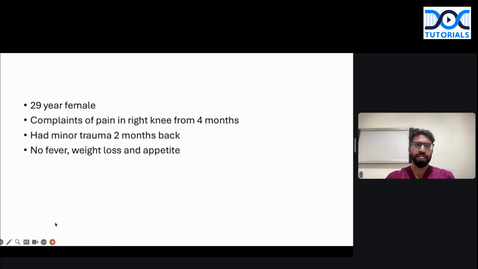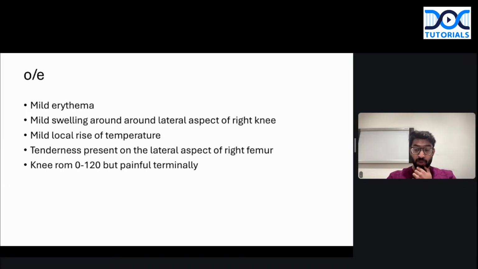It was a 29-year-old female who had complaints of pain in the right knee for 4 months. No history of any trauma as such, no history of fever, no history of weight loss or loss of appetite. Upon examination, we found mild erythema and swelling around the lateral aspect of the knee with mild local rise of temperature. Upon palpation, there was tenderness in the lateral aspect of the right femur.